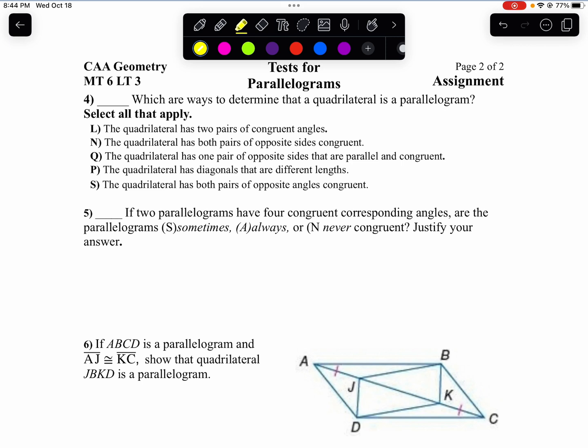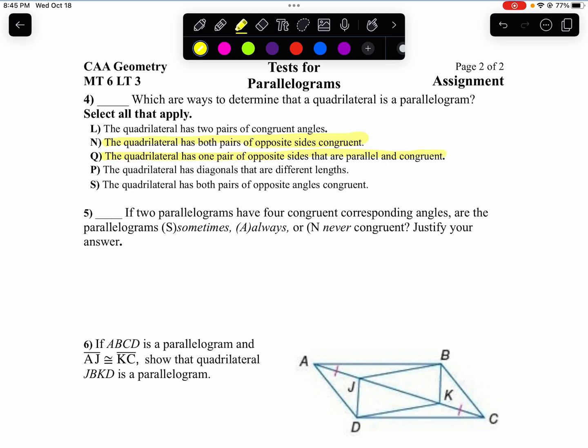Now, if we take a look at letter N, I'm sorry, the quadrilateral has both pairs of opposite sides congruent. That's our definition, that if both pairs are congruent, then it's a parallelogram. The quadrilateral has one pair of opposite sides that are parallel and congruent. That's the weird one we talked about in the seminar. So that would work also.